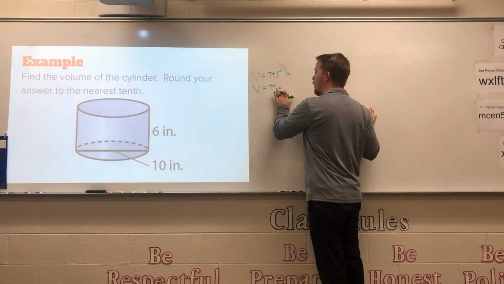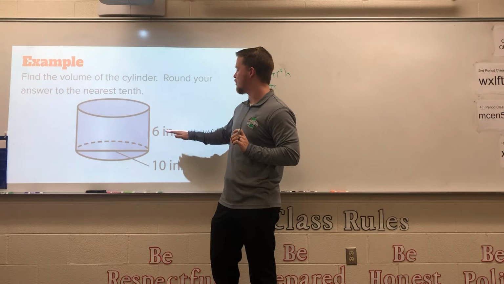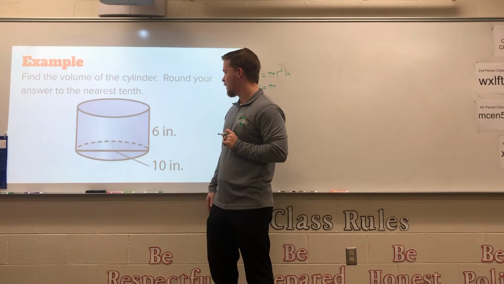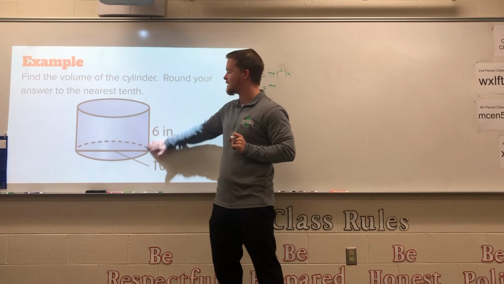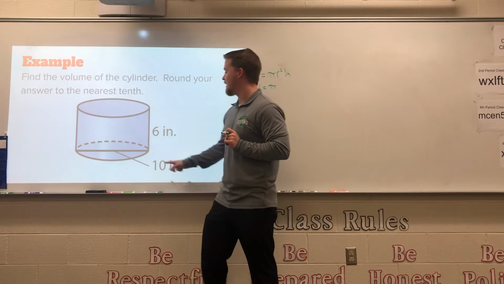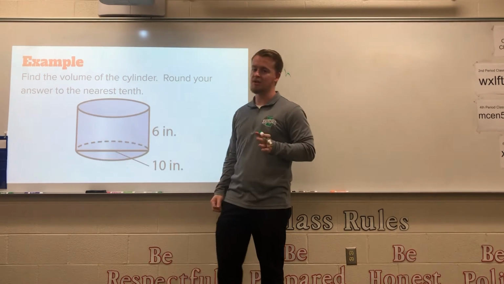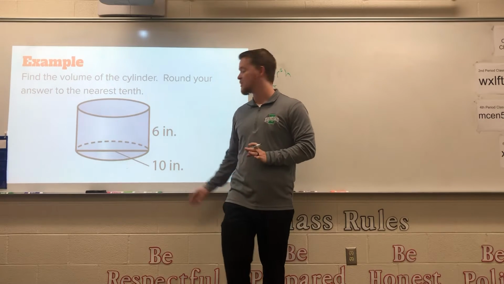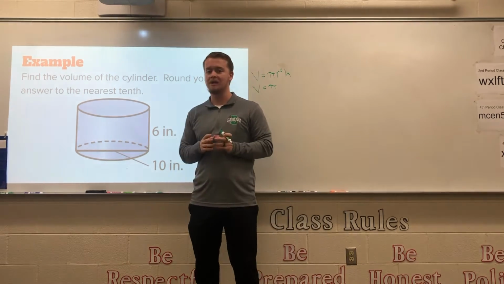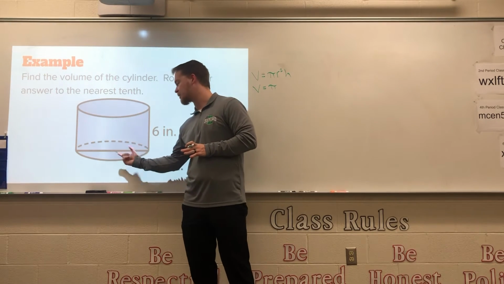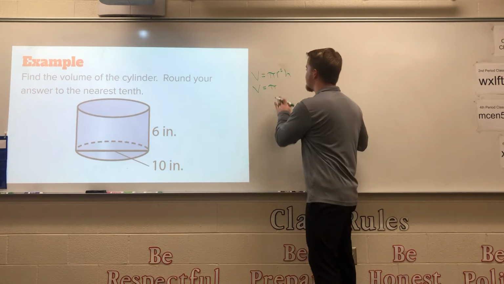So pi r squared, r. Here, they give us two units, 6 and 10. 6 is this, so 6 would be the height of your cylinder. 10 shows this line going all the way across, so 10 would actually be your diameter. So 10 is not what you plug in for r. 10 is your diameter. We need the radius, which is half of the diameter. So half of 10 would be 5. So your radius is actually 5.